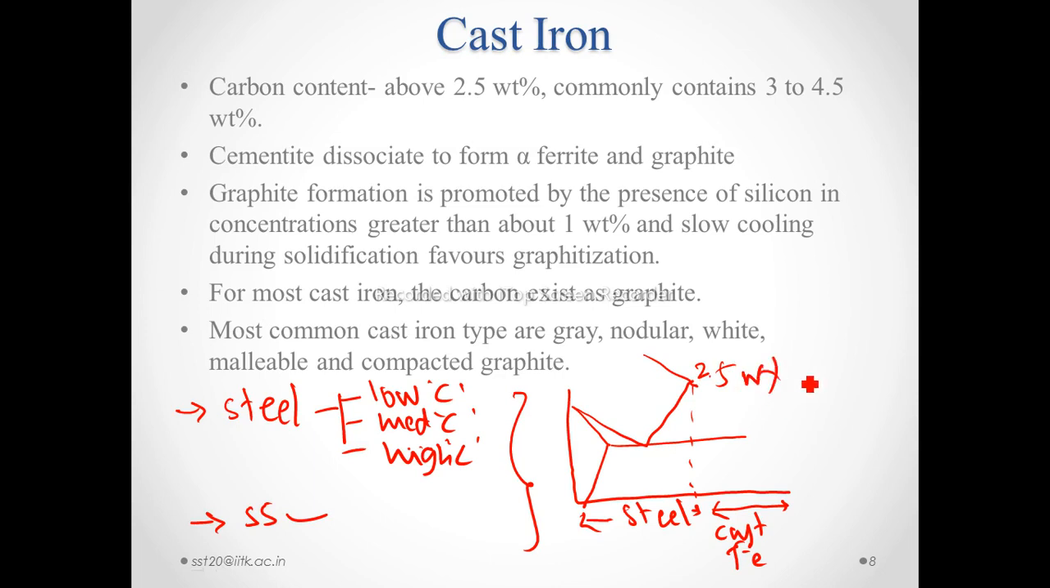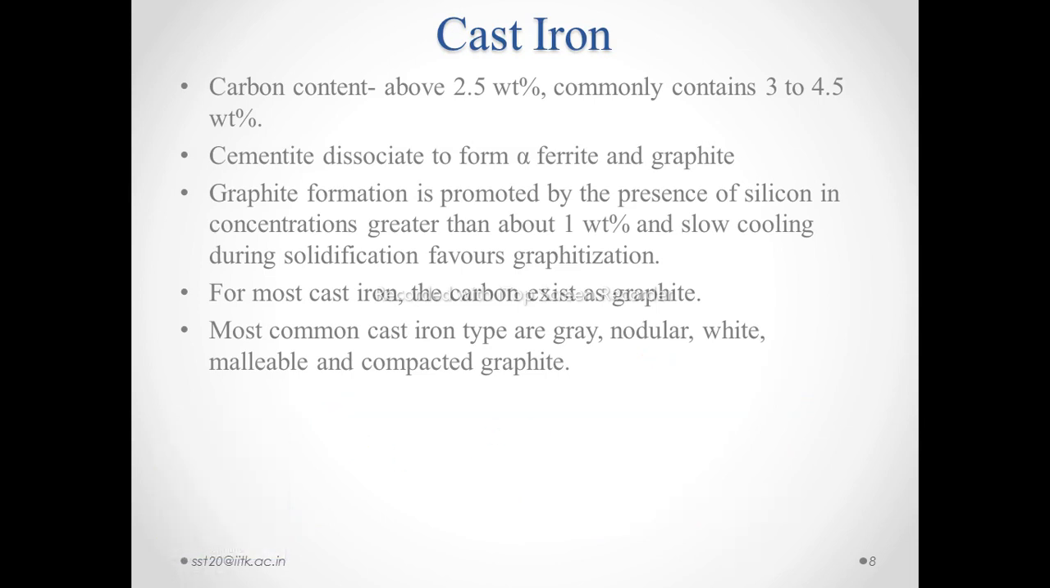So after the 2% of carbon, it's the next class of iron, which plays a very important role in the ferrous alloys. Here in the cast iron, the carbon content is above 2.08%. Commonly we will use from 3.3 to 4.5 weight%.